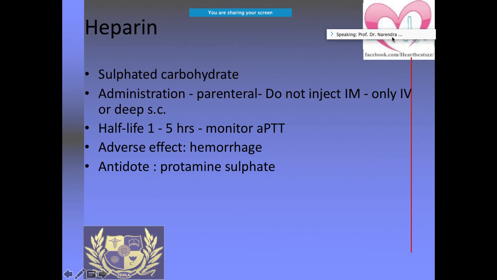Vibhas Tanwar. Dr. Vibhas Tanwar, I can hear you. Please mute your microphone. Okay.